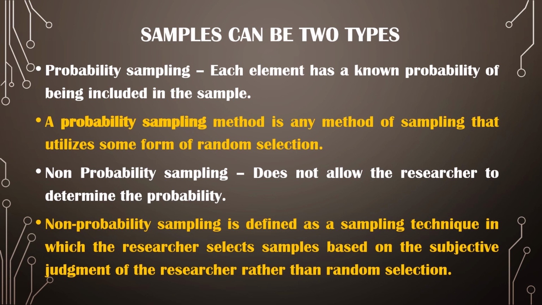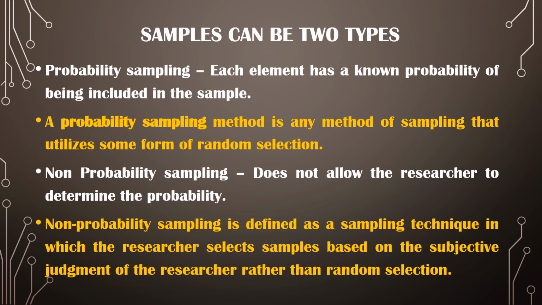Non-probability sampling does not allow the researcher to determine the probability. Non-probability sampling can be defined as a sampling technique in which the researcher selects samples based on the subjective judgment of the researcher rather than random selection.